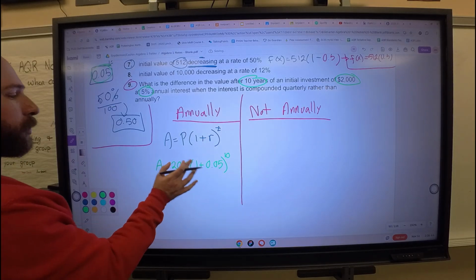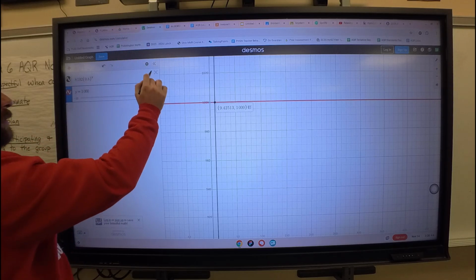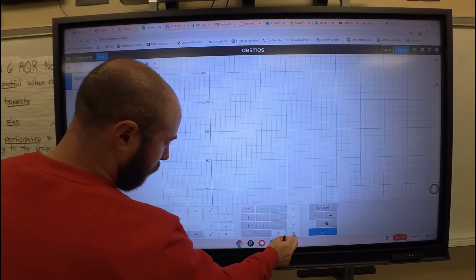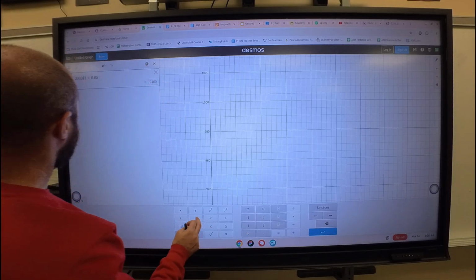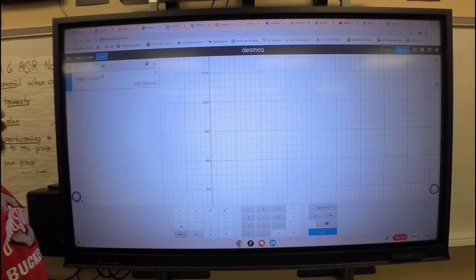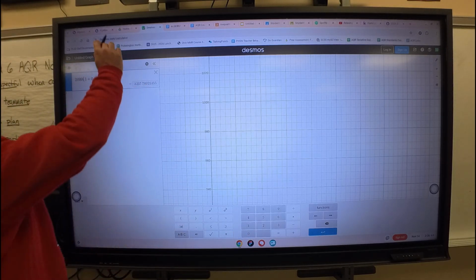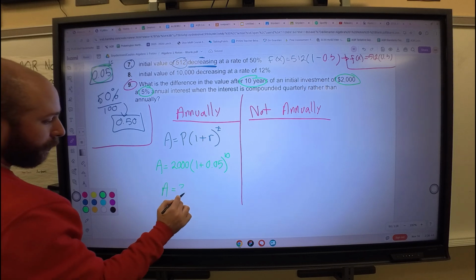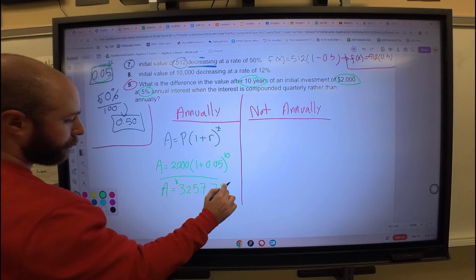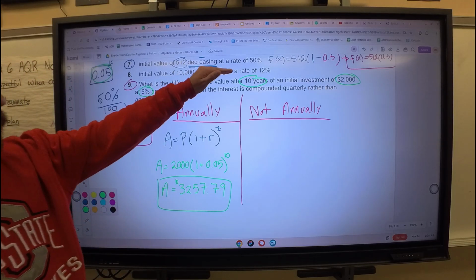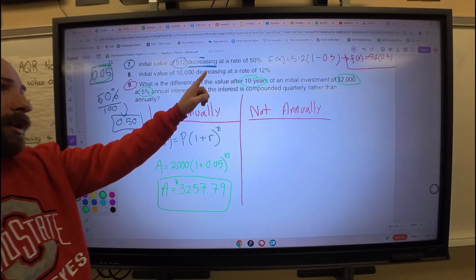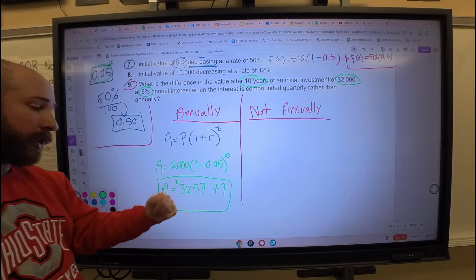Okay, and I'm just going to leave this here. Actually, let's use Desmos and let's type this in. I'm going to type this in exactly as this looks. So we're going to do 2,000 times 1 plus 0.05 raised to the 10th power, and it gives us 3257.79, or $3,257.79. Okay, so that is $2,000 invested, 5% interest, 10 years, where the interest is calculated once a year.